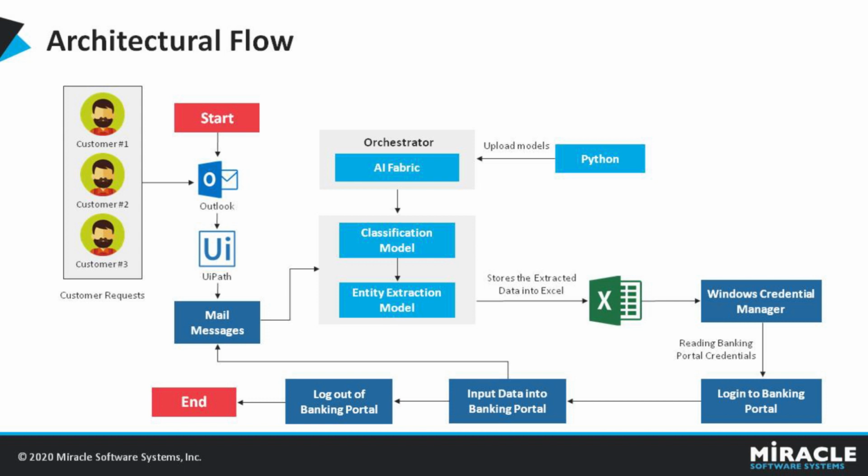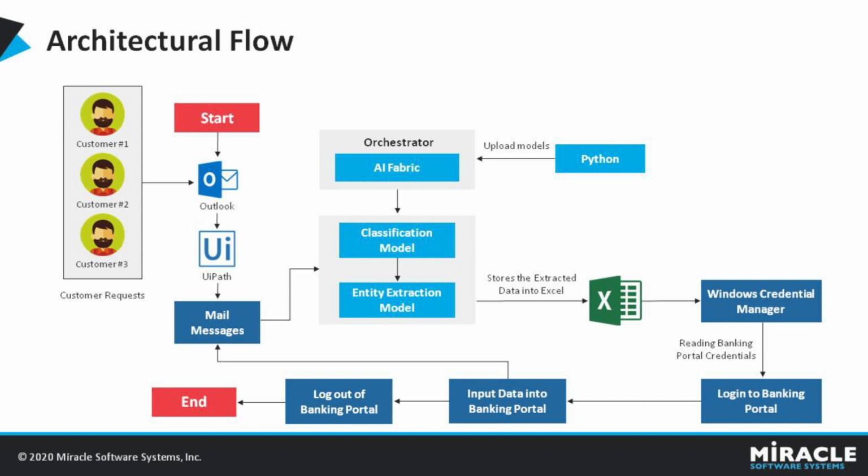And then it will get the credentials for banking portal from the Windows Credential Manager, and then log into the banking portal. Once it's successfully logged in, it will input the details that it has extracted earlier into the specific module in the banking portal. Like if it's a travel request, it will update the from and to dates and the country details into the travel request module. If it's an account inactivation, it will update the account number, and it will tag that account as inactive in the banking portal.